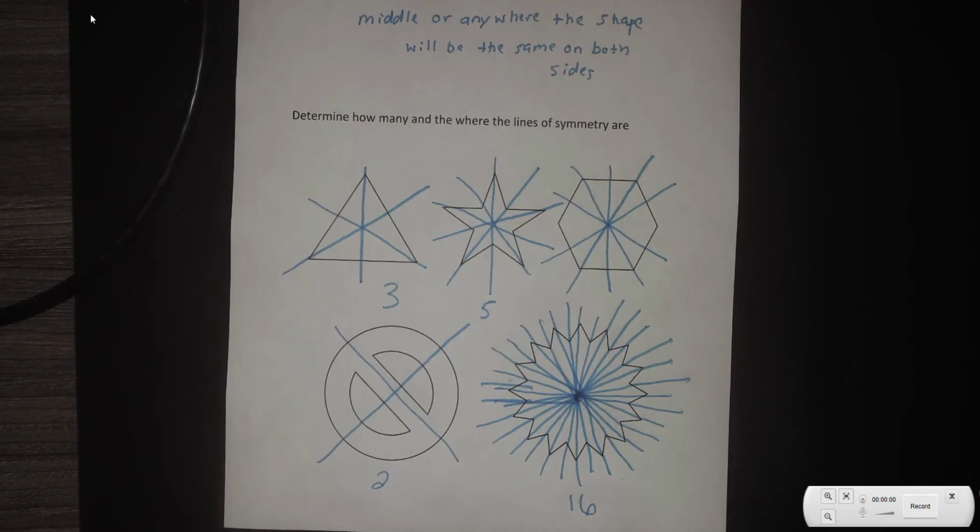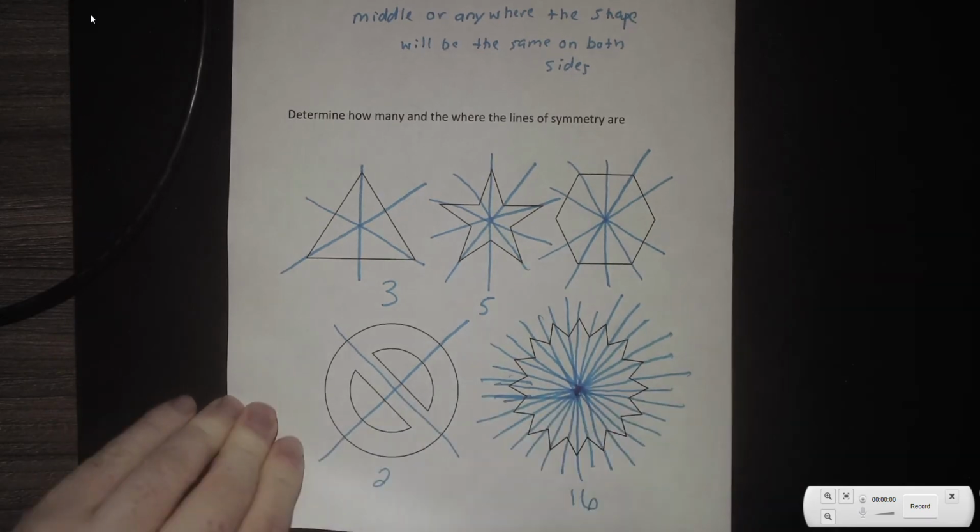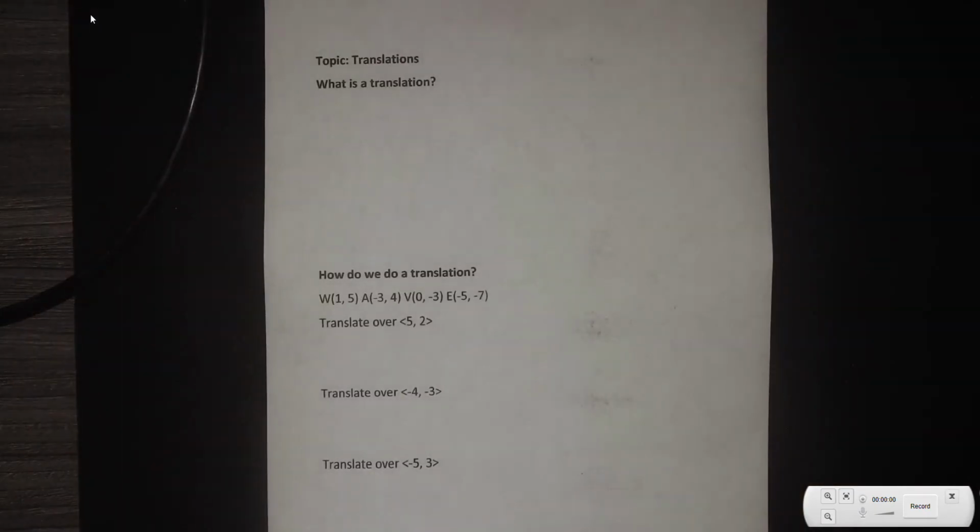So that's a line of reflections. And I paired this in class with translations because both are kind of really small topics to look at. So that was lines of reflection, and then we have a translation. What a translation is, it is a slide.